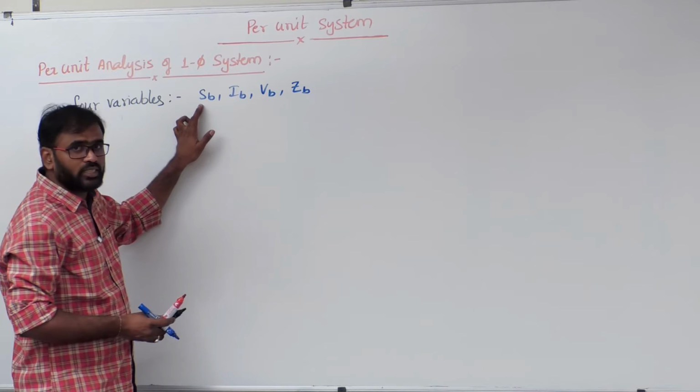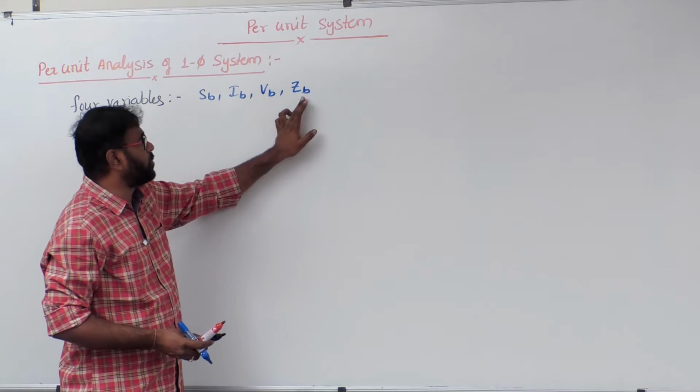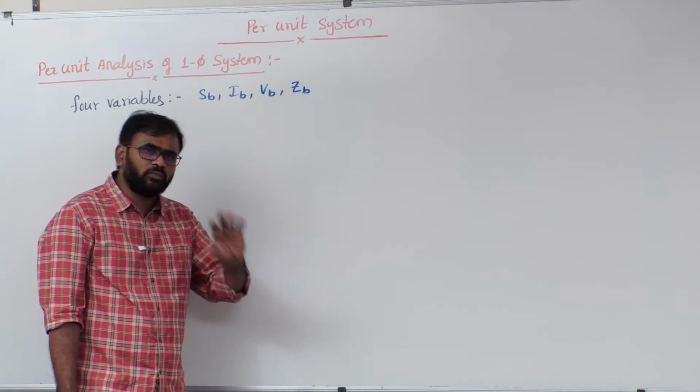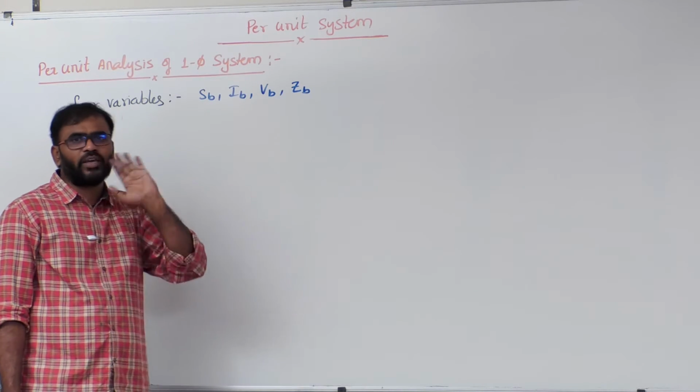That means S is the volt ampere base, I is the current base, V is the voltage base and Z is the impedance base. It might be a single phase system, it might be a 3-phase system. These are the 4 quantities we need to define the base values.